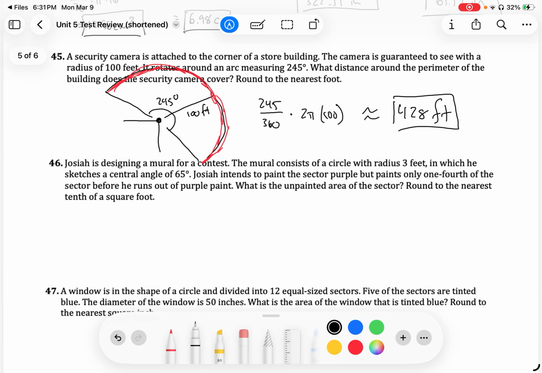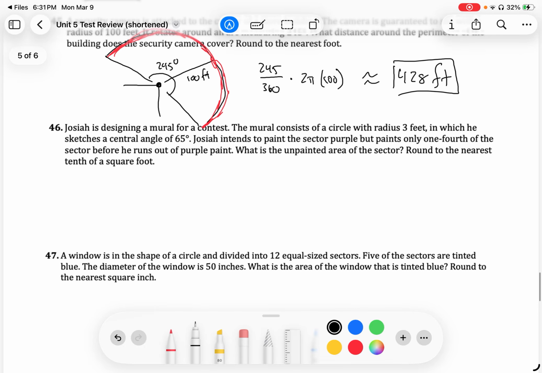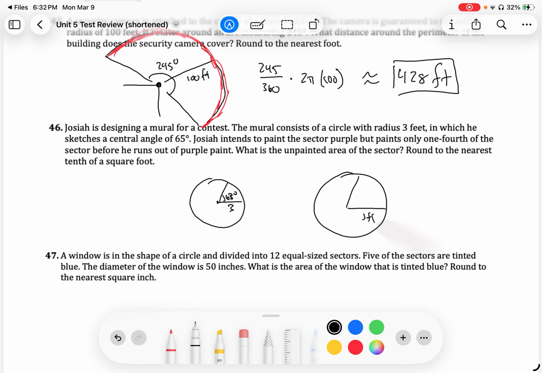Josiah is designing a mural for a contest. The mural consists of a circle with a radius of 3 feet in which he sketches a central angle of 65 degrees. Josiah intends to paint the sector purple, but paints only 1/4 of the sector before he runs out of purple paint. So he has this sector here, 3 feet, and paints only 1/4 of it purple.